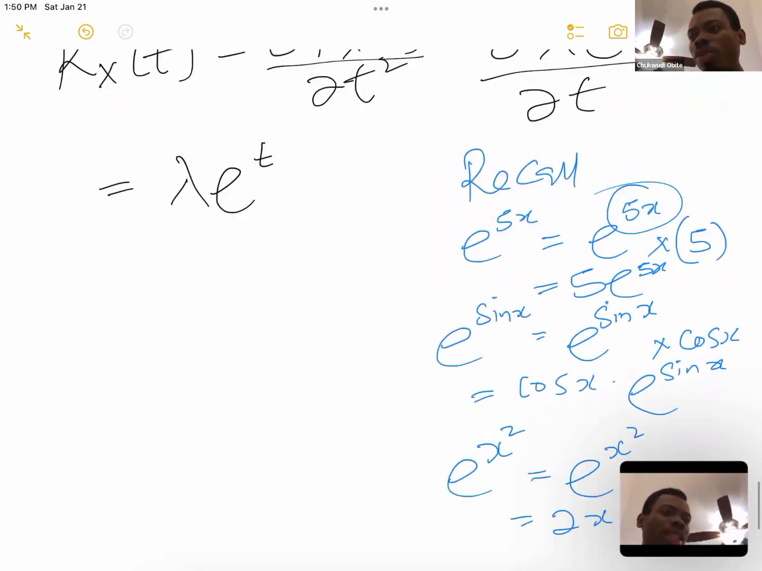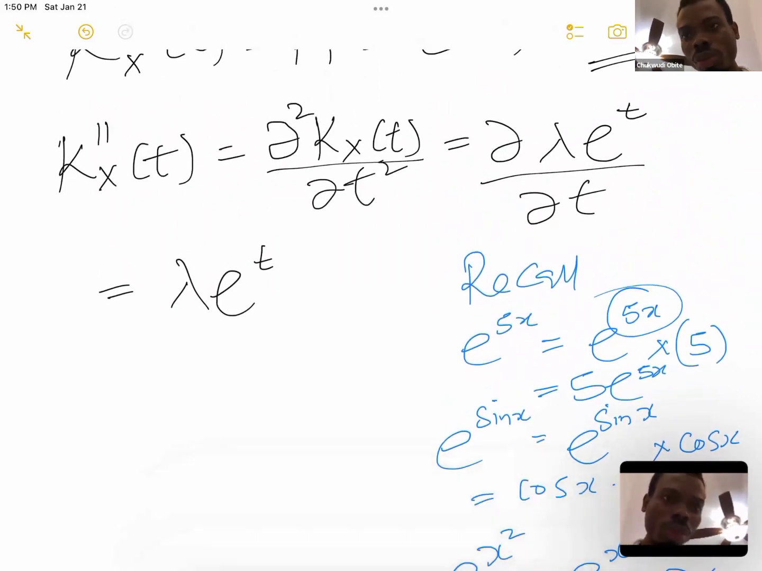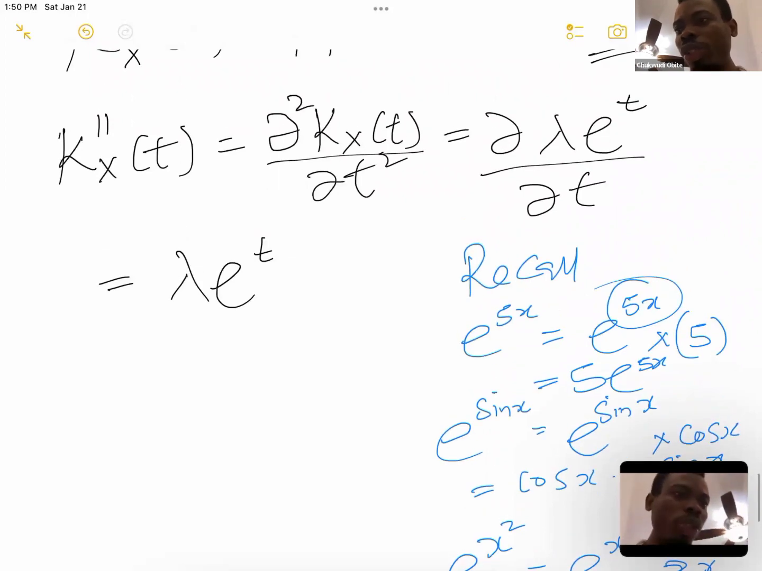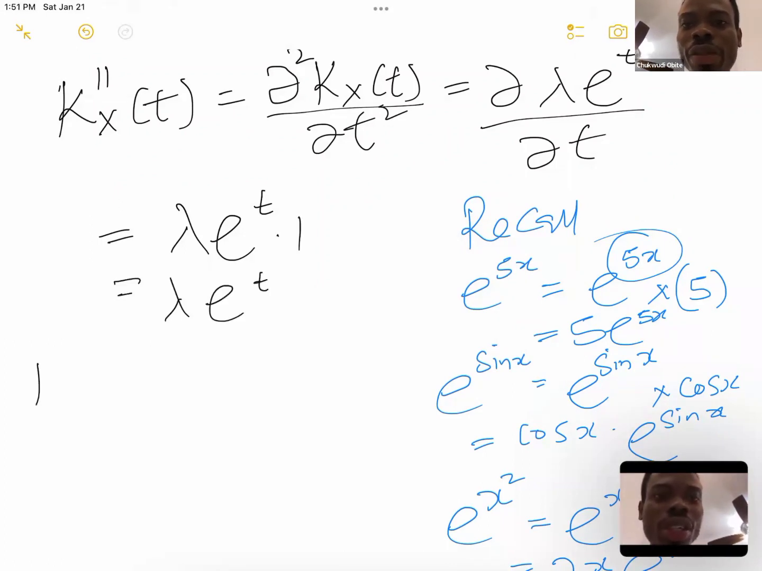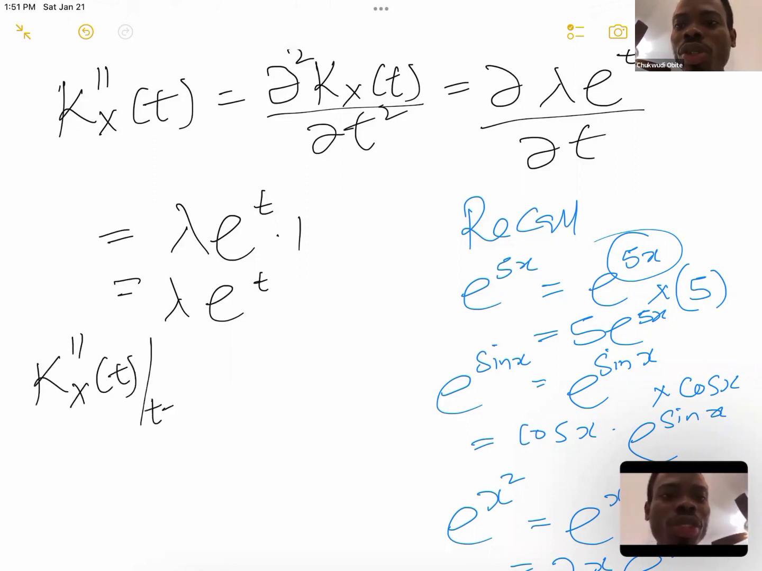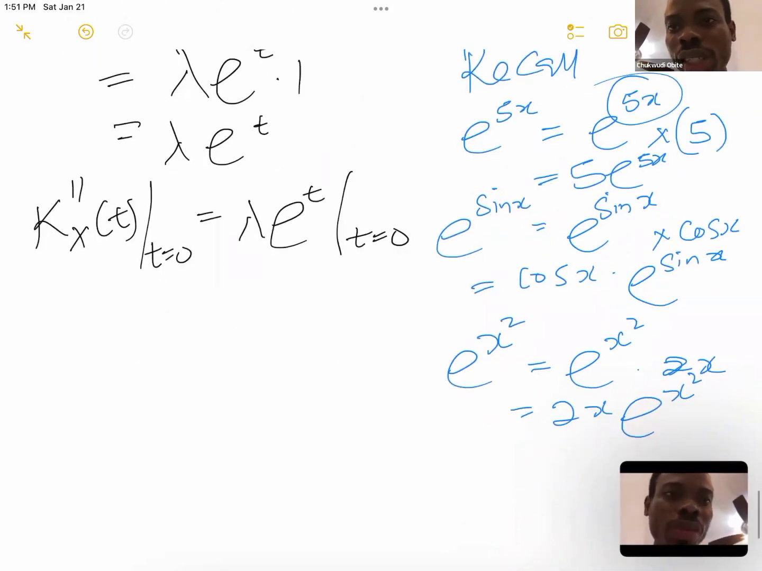Applying the same principle, that's what I used to differentiate lambda e^t. If you differentiate lambda e^t, you write e^t, differentiate t, you get 1, which is lambda e^t. To get the value of the second cumulant, we equate t to 0. So lambda e^t with t equal to 0 gives me lambda e raised to power 0. Anything raised to power 0 is 1, which is lambda.